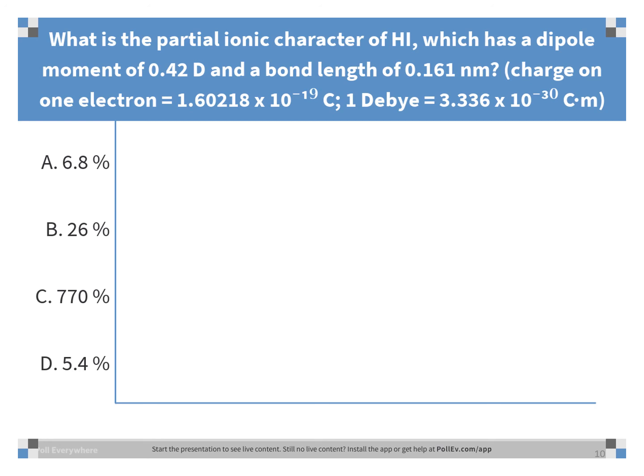That is still the theoretical dipole moment, but it is in a unit that we can compare to the experimentally measured value given to us in the problem. To find partial ionic character, we take the experimental value of 0.42 debye and divide by our calculated theoretical value of 7.73 debye and come out with 0.054, or in other words, 5.4%.